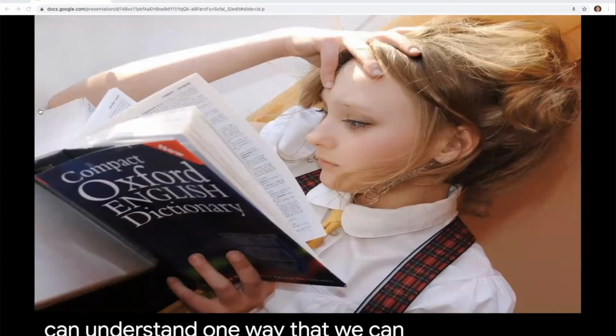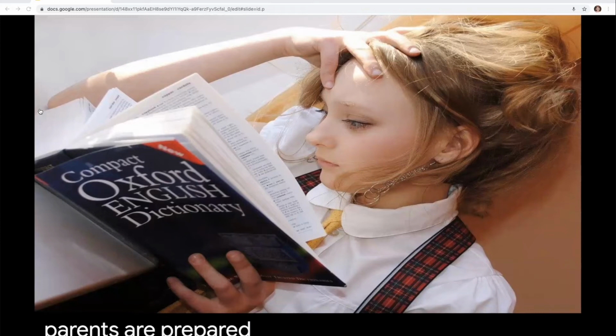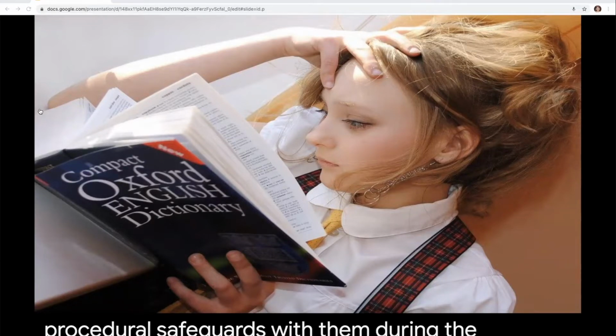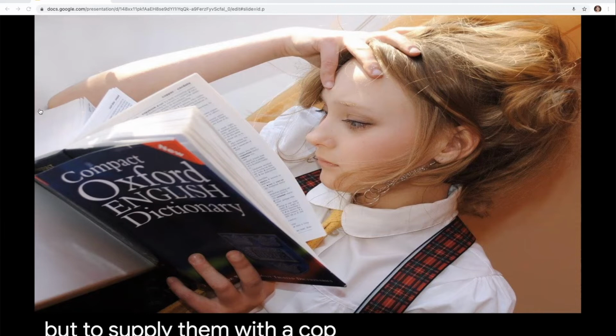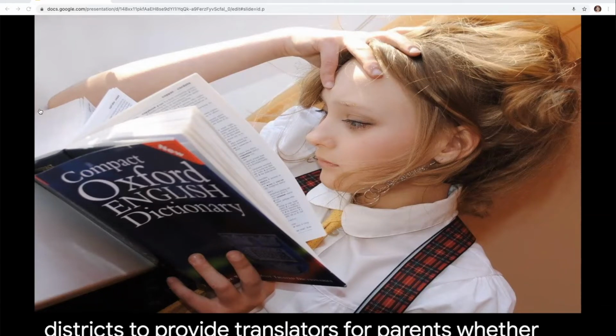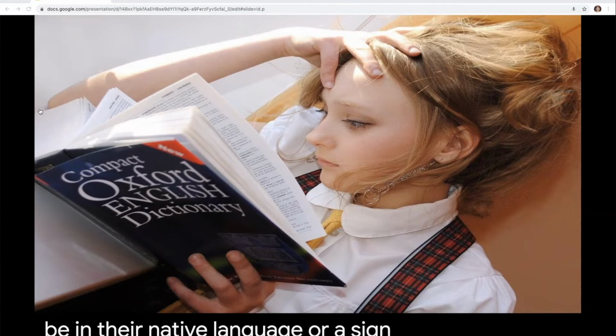One way that we can assure that our parents are prepared for the meeting and have knowledge of our terminology is to not only share the procedural safeguards with them during the meeting, but to supply them with a copy in advance of the meeting and offer explanations of parts of the documents they may be confused about. This is especially important for parents new to special education. The Individuals with Disabilities Education Act, or IDEA, also requires school districts to provide translators for parents, whether it be in their native language or a sign language interpreter.